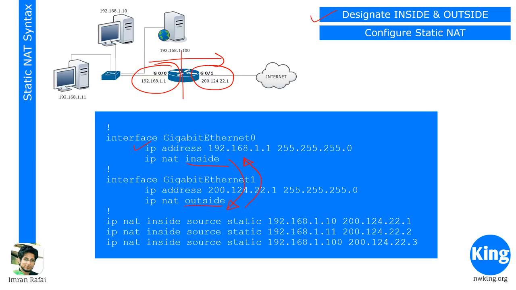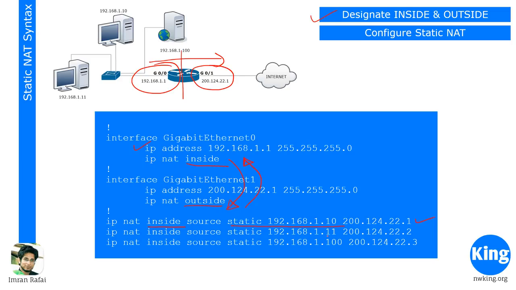Then you configure static NAT. Like we said, if there are 10 devices, then we need to have 10 static assignments. In this case, we have 3. So we're saying ip nat inside, the source is static, so it is 192.168.1.10. We're telling 192.168.1.10 should be translated to 200.124.22.1. That is your first translation.